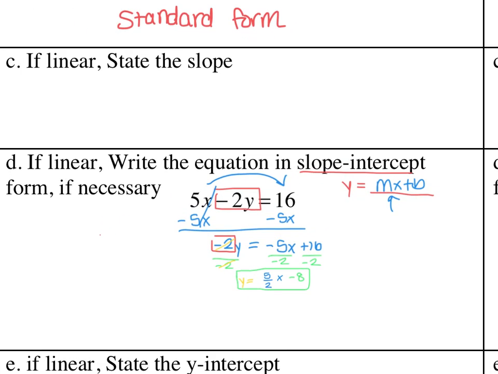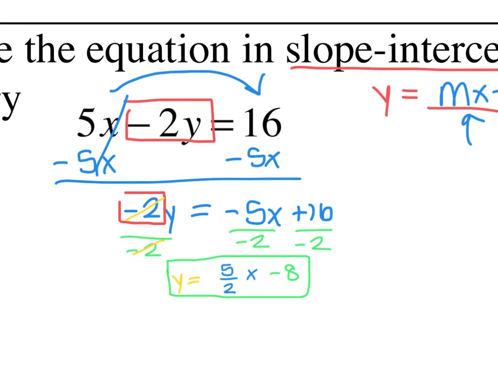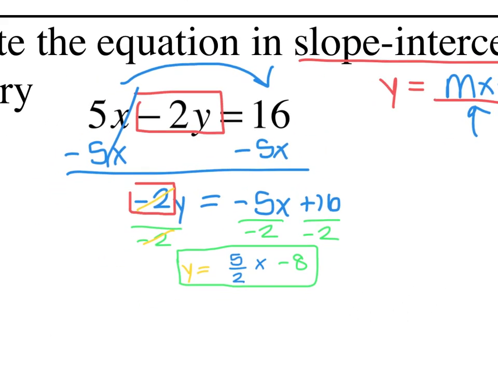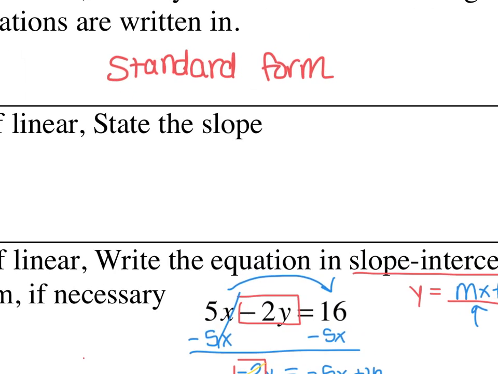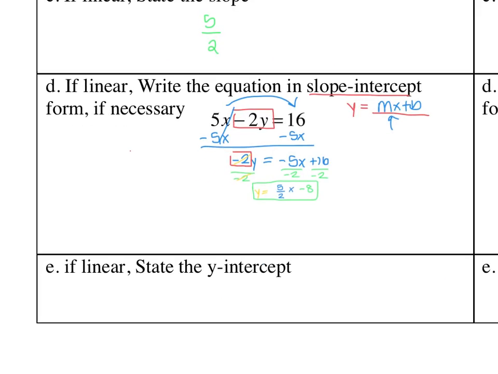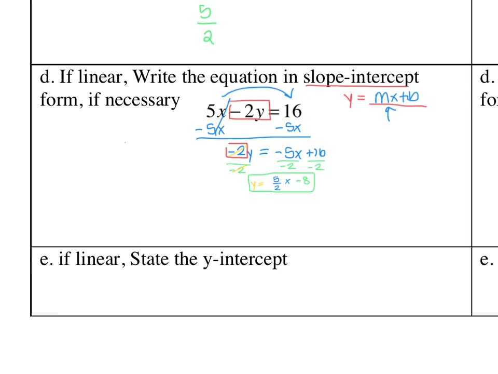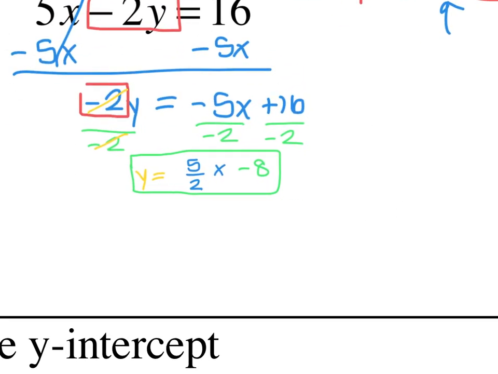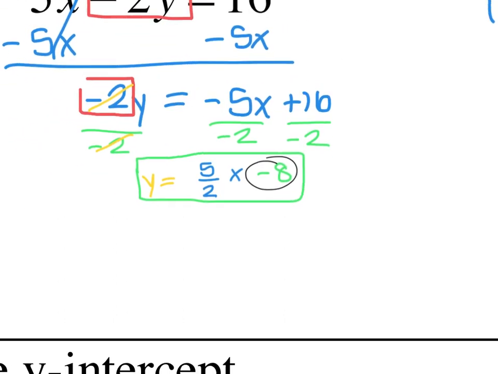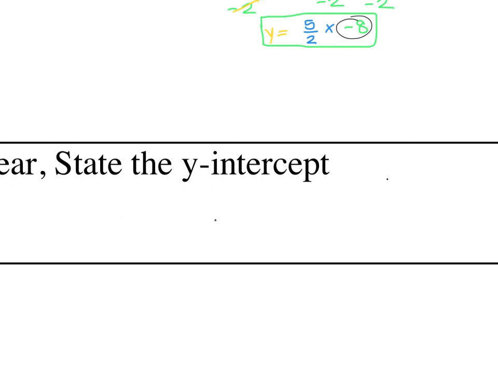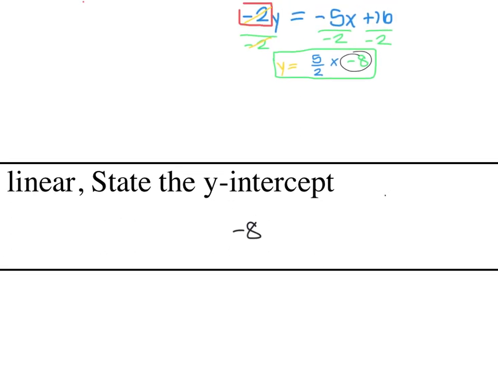Now I can do part C. If I look at this equation, the number attached to my x is my slope. The number attached to my x is 5 over 2, so I can say my slope is 5 over 2. Now, I can also state what my y-intercept is. My y-intercept is the number that's just hanging out by itself, and that number is negative 8. So I can say my y-intercept for this equation is negative 8.